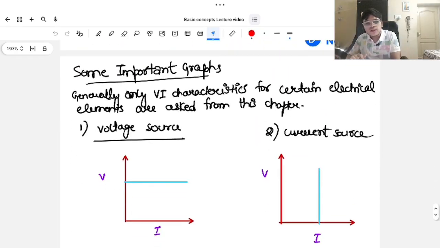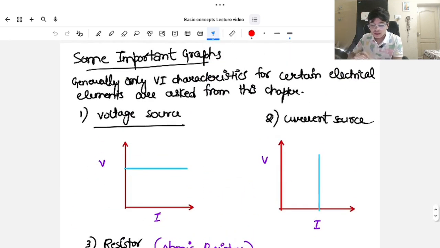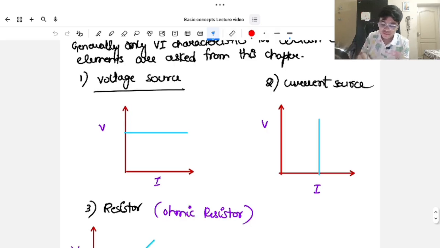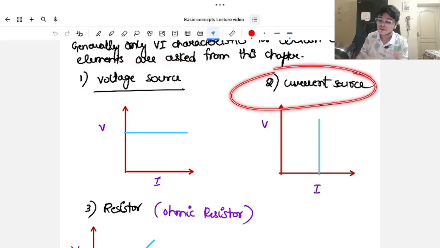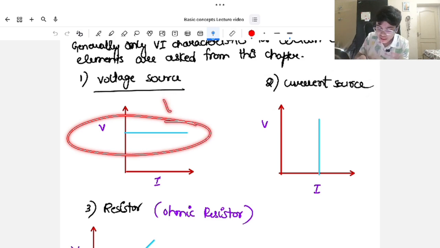Okay, so some important graphs from this particular chapter. Generally only VI characteristics for certain elements are asked from this chapter. So VI characteristics for a voltage source and for a current source. Now let's go back to the definition that a voltage source is a device which maintains a constant potential across its two terminals regardless of the current passing through it, which is reflected here. That is V equal to constant.